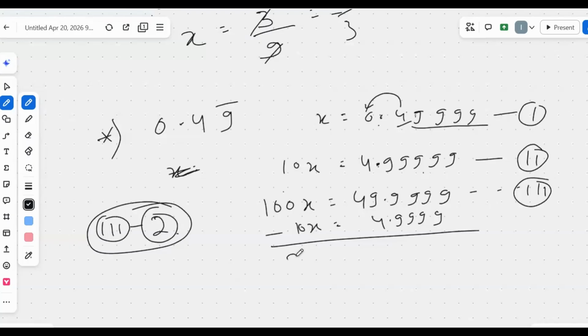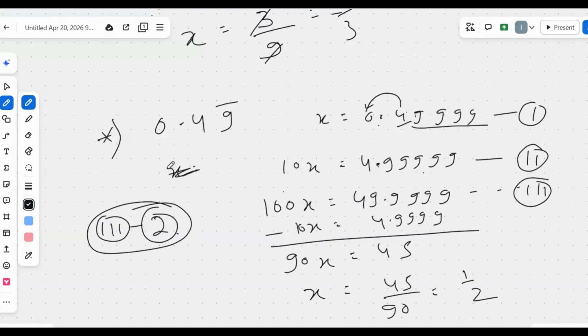Then you will get your equation 90x = 45. The answer for this one is x = 45 over 90, and the answer is 1 over 2. The one who told me just now, that's 1 over 2. That's correct. The others will also be solved like this.